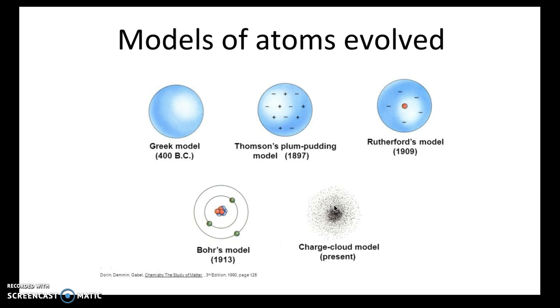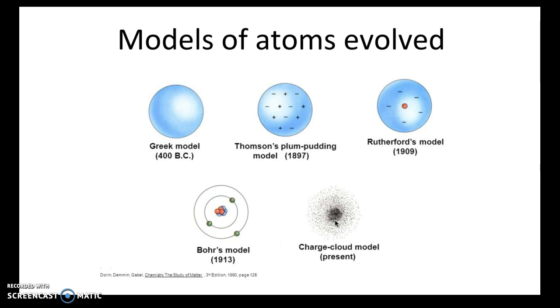So you can't see them, and you can't tell exactly where they are. However, you can, through this cloud, determine where they're most likely to be, and the darker the shading of the cloud, that means you're more likely to find an electron there. And so all of these models have been important to helping us understand atoms.